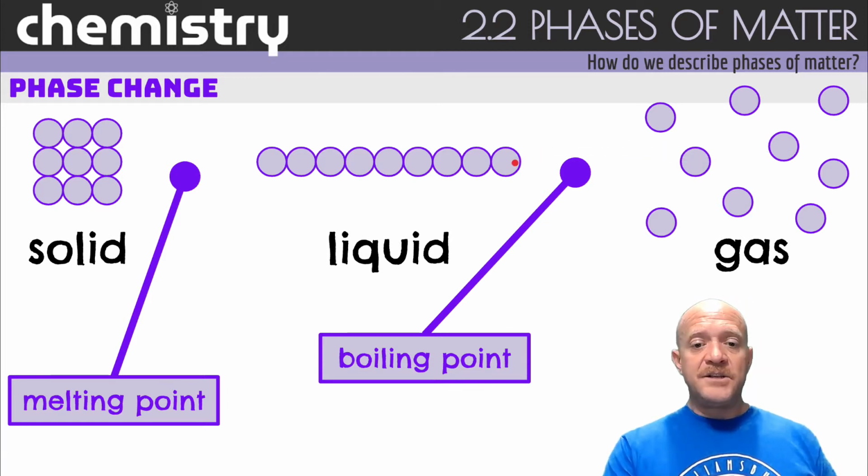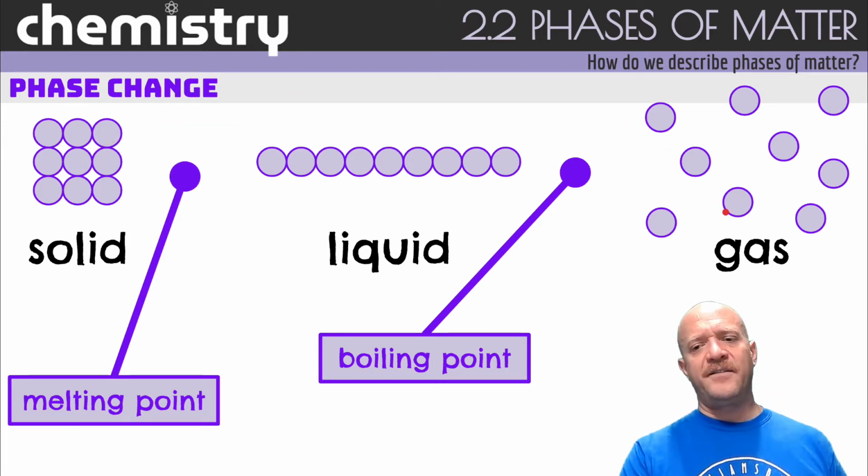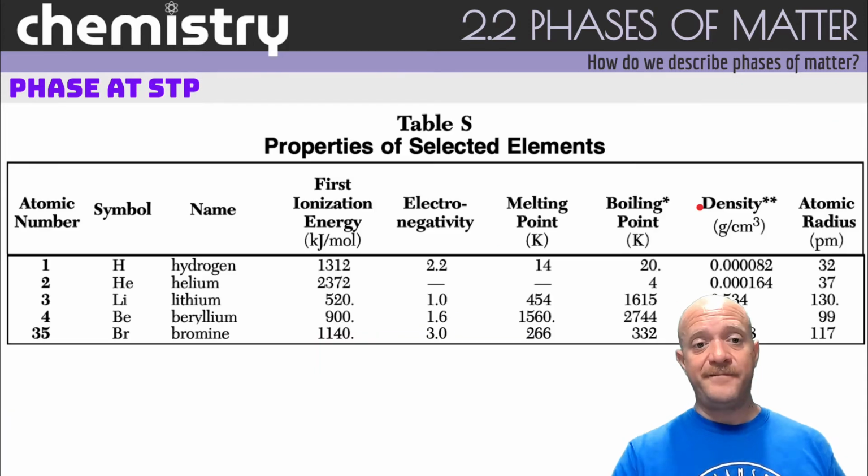condensation. So there's also a phase change from solid all the way to gas, and we'll talk about that later in this class. It's called sublimation. You don't have to know it right now. But again, warmer particles are moving faster.